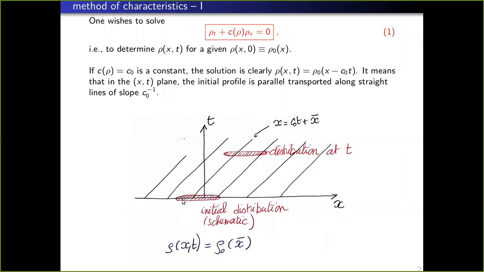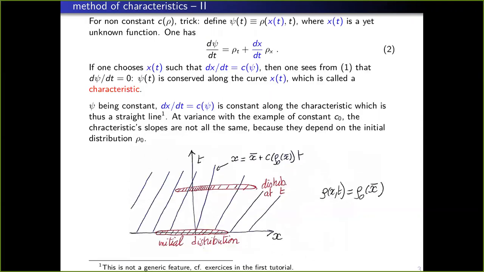So this distribution here is moved as a function of time like that, and this is the distribution at t. One may write rho of x and t is rho naught of x bar, where for a given x and t, x bar is defined like that. Of course, x bar is x minus c naught t. That's it. Now, let's go to the more interesting case where c of rho is not a constant.